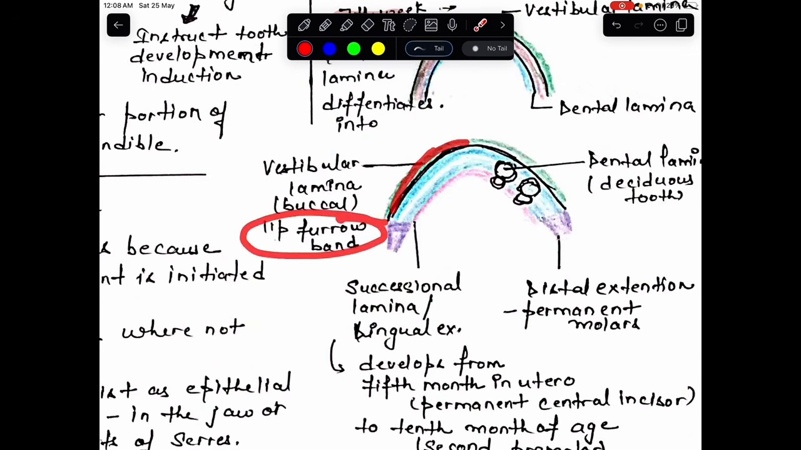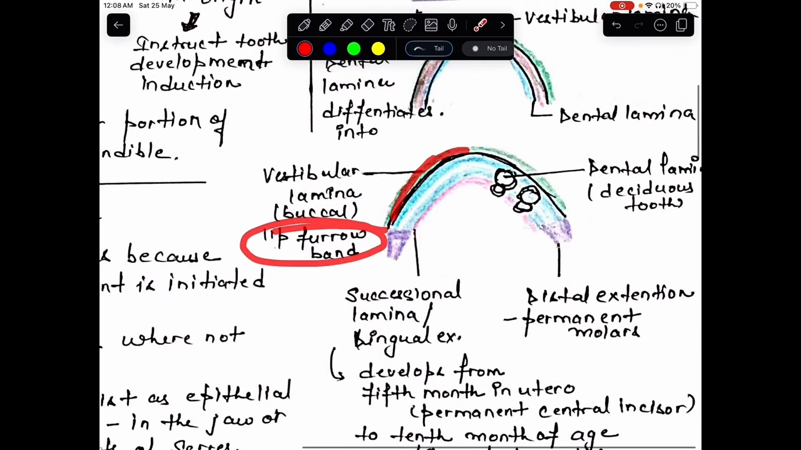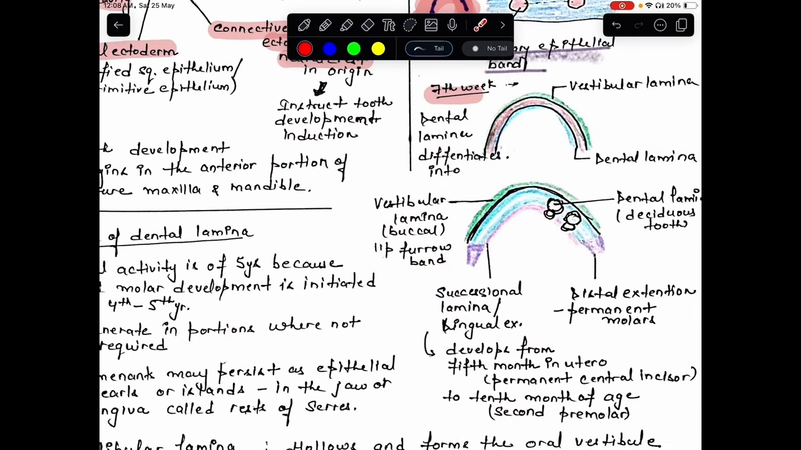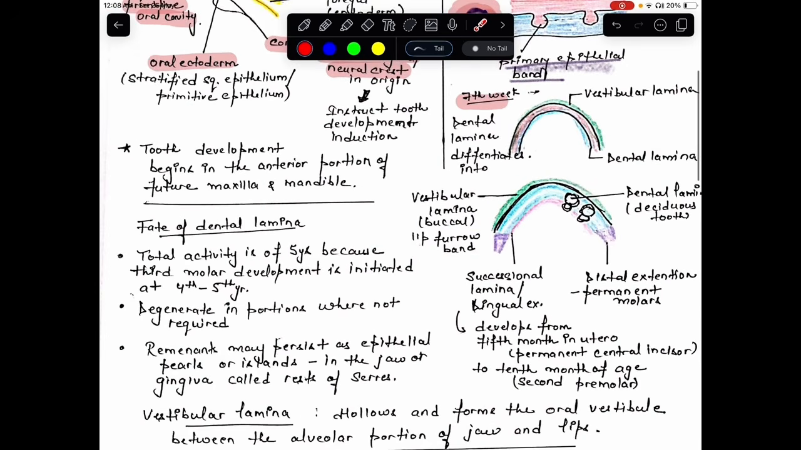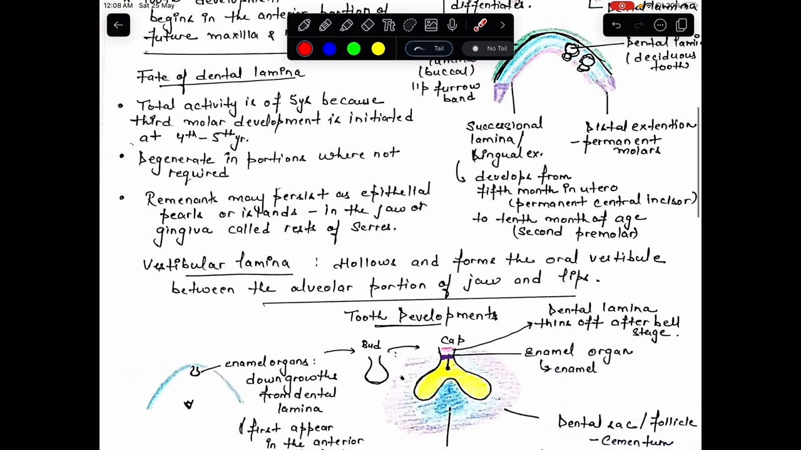It's also called the lip furrow band, so the space between your gums and the cheeks, the vestibular lamina forms that. Okay. Now moving on to some details about the successional lamina. It develops from the fifth month in utero to the 10th month of age. The successional lamina gives rise to all the permanent teeth.